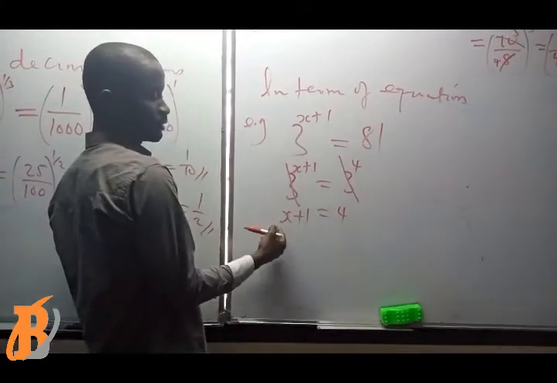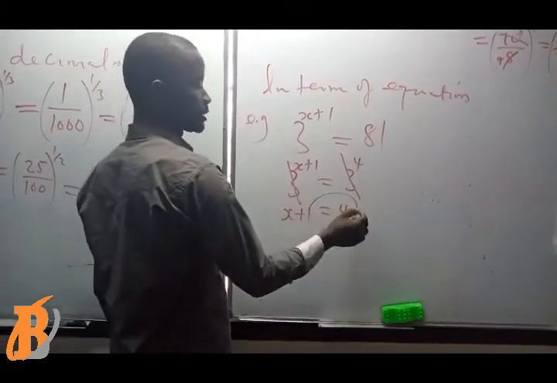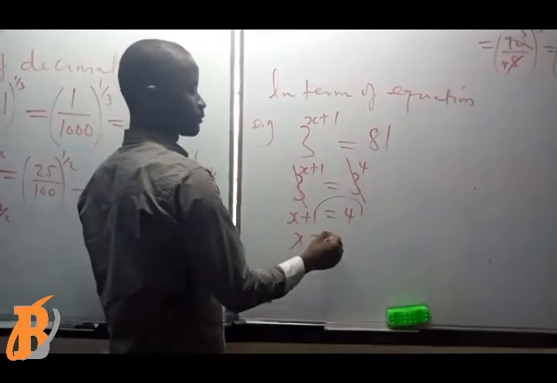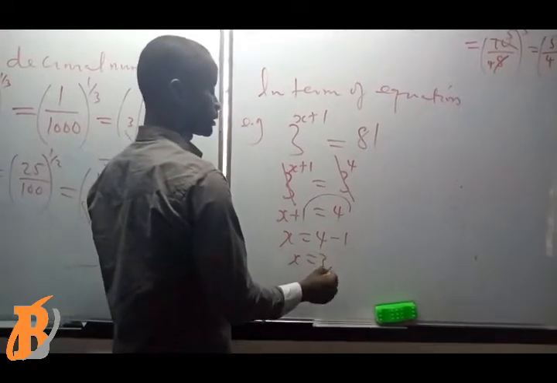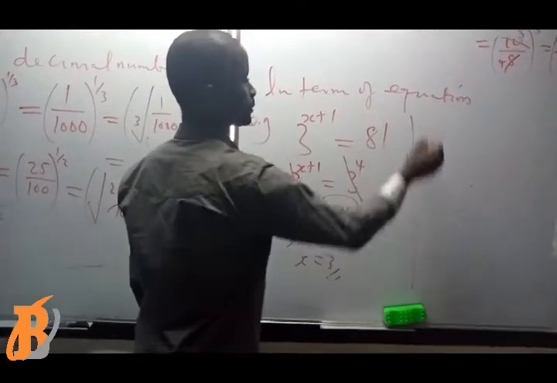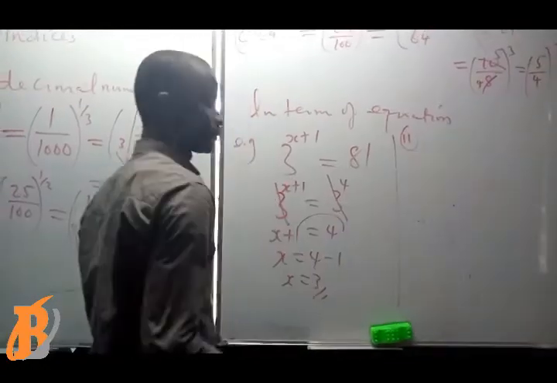And then make x the subject of the formula. This 1 will come to this side. x equal to 4 minus 1. And your x now is equal to 3. That one. Second question.